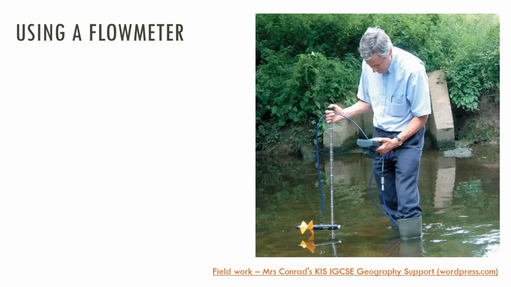Okay, the second method that we use, and perhaps the more accurate one, is a flow meter. And you can see the flow meter there. It's a propeller that you place within the water, and then you've got a digital display that tells you the velocity at that particular point.